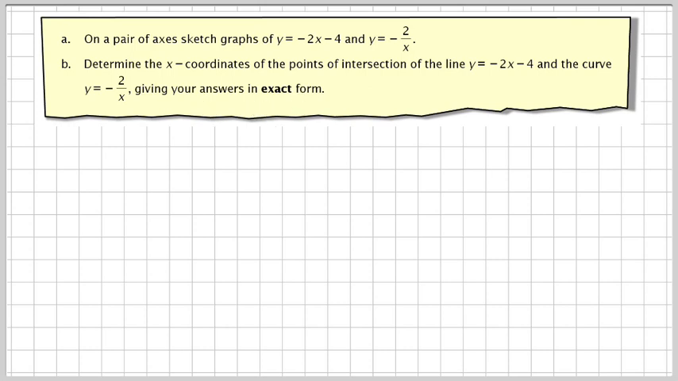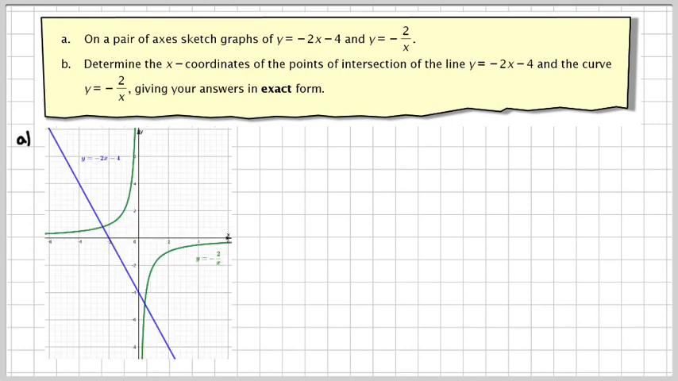Now, the first bit, as you have a GDC in an exam, you could sketch them on the GDC. And normally you're given a pair of axes. So the green curve here represents y is equal to minus 2 over x. And the blue curve here is y is equal to minus 2x minus 4.